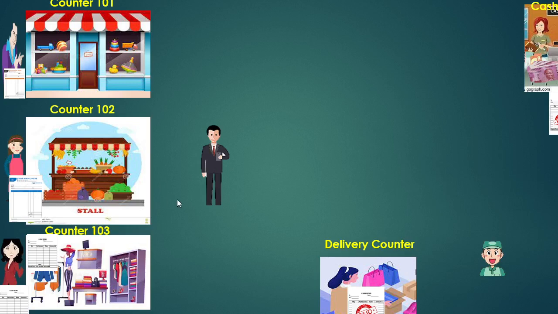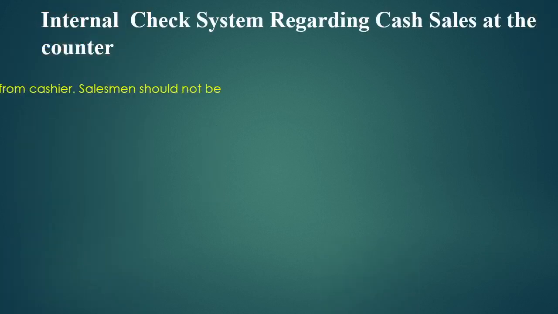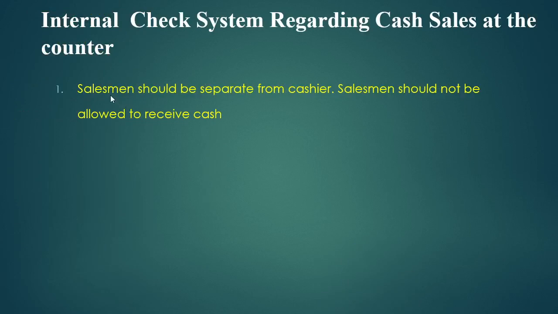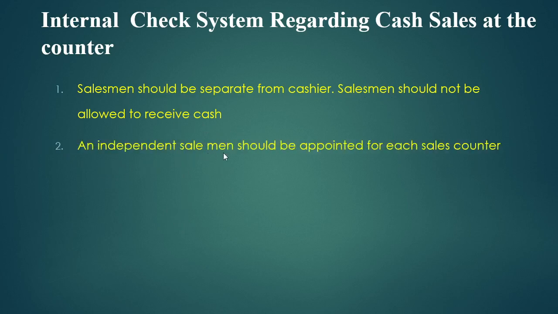I hope you remember the steps and you observed each step very carefully, and now you can recall the steps. So let me elaborate the things. The first thing, salesman should be separate from the cashier and salesman should not be allowed to receive cash. So there is a separate person for each sales counter. An independent salesman should be appointed for each sales counter.